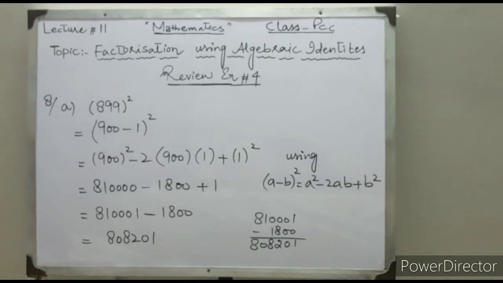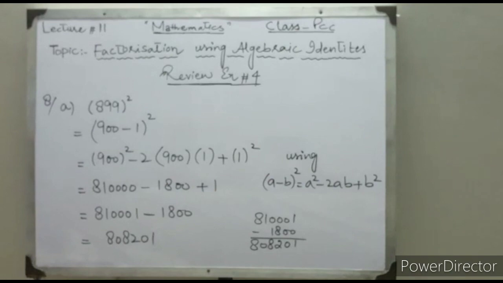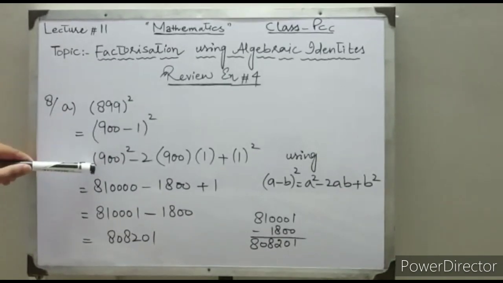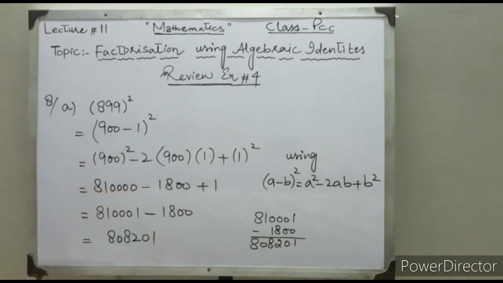Students, question number 8, part A. 899 whole square. The nearest whole number, I mean number in hundreds, close to 899 is 900. So we may write 899 as 900 minus 1 whole square. Now apply the second identity on this expression, which is a minus b whole square is equal to a square minus 2ab plus b square. In this question we have a is 900 and b is 1. Here we have a square in the center, minus 2ab, plus b square.